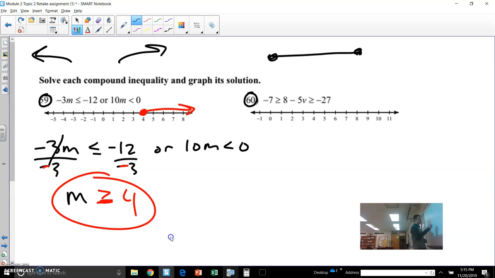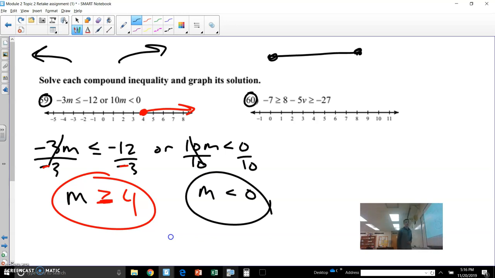Well, the second one, I want to divide by 10 to get m by itself. m is less than 0. 0 over 10 is 0. But this one would be an open dot because I don't have permission for it to be equal to 0, but it has to be less than 0. And so now you kind of see what I mean about the graph. It's kind of going left or right. Any value less than 0 or 4 or greater would be part of the solution to the problem.